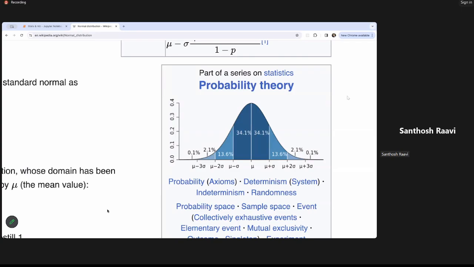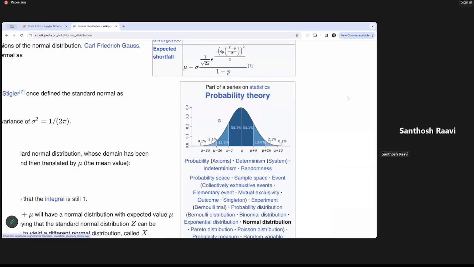So that's what the standard deviation will give you information about. This might be asked in the interview, so you need to remember that the standard deviation gives you information about the sparsity, the spread of the data. That's about the standard deviation.